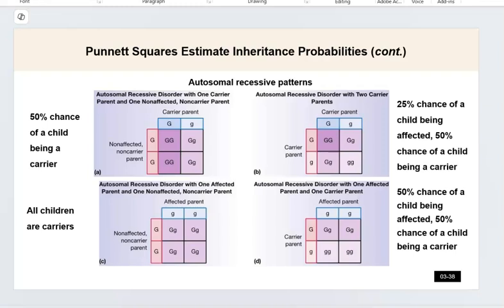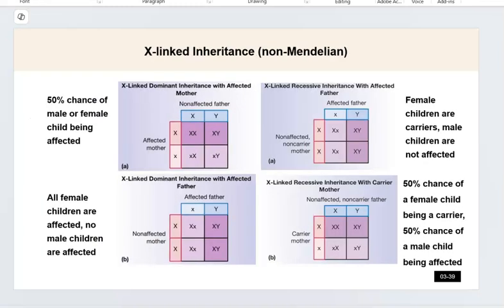Here's some of the autosomal recessive patterns to look at. Really just to be familiar with what we're talking about when people ask us about genetic diseases. We have some of these X-linked inheritance issues too.